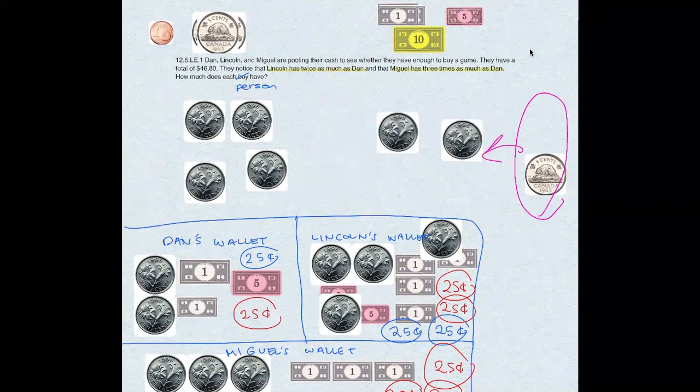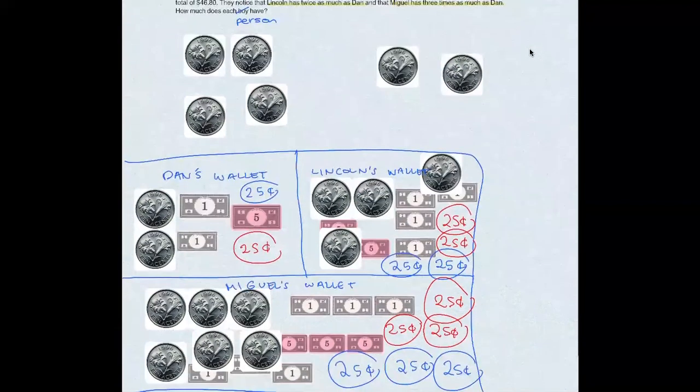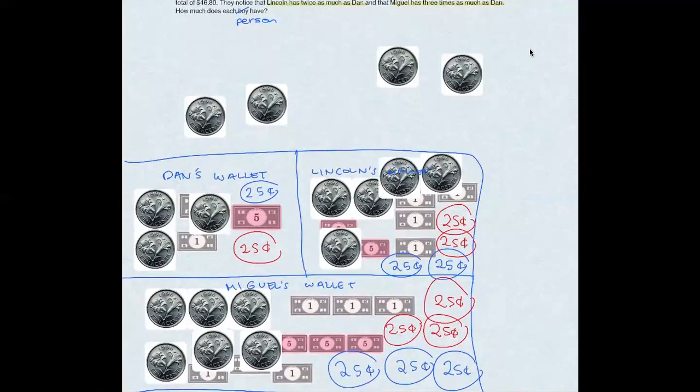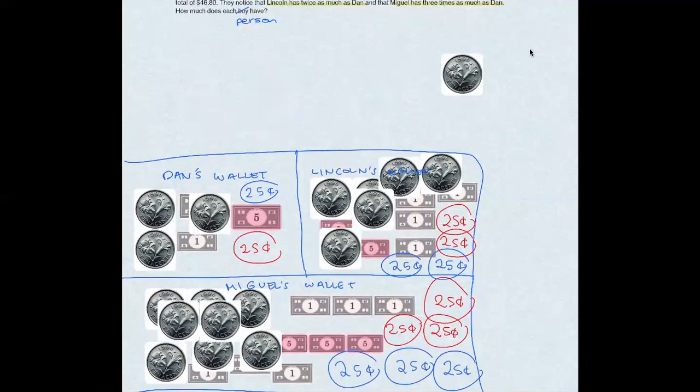Give me 1 second to take care of the ones over here as well. And look, there's 6 dimes all over again. So we'll take each one. 1 for Dan, put it in its spot. 2 for Lincoln in that spot. And then 3 for Miguel. Whew. So you might think we're done, but we actually just divvied up the money properly.